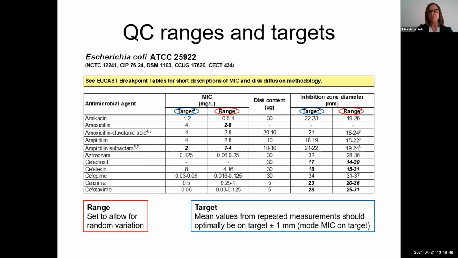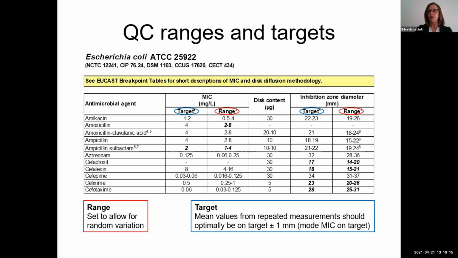When you have repeated measurements, your target for disc diffusion or your mean value should optimally be on target plus minus 1 millimeter and your mode MIC on the target value. We know that might not be possible for every strain agent combination that you test, but we also know that it's possible to end up close to the target value for most of the strain agent combinations that you test.